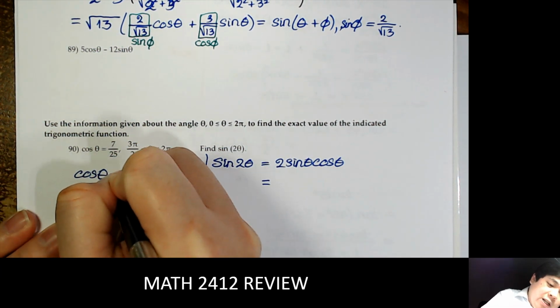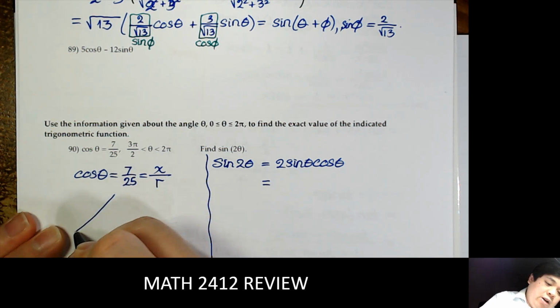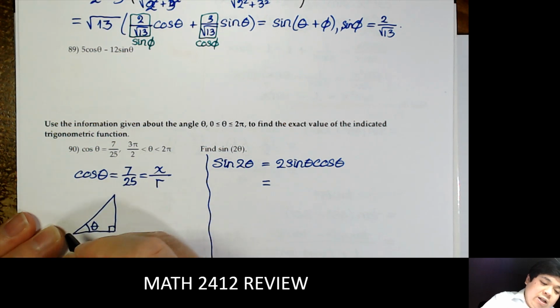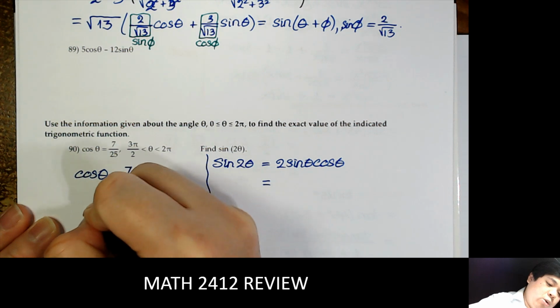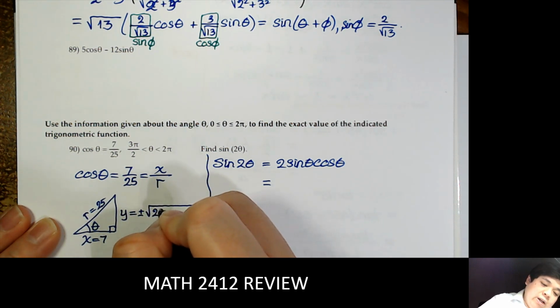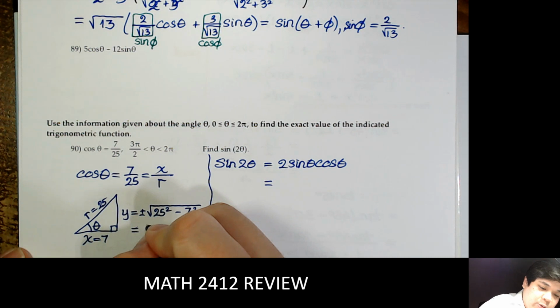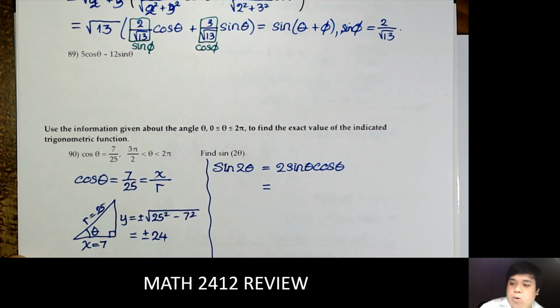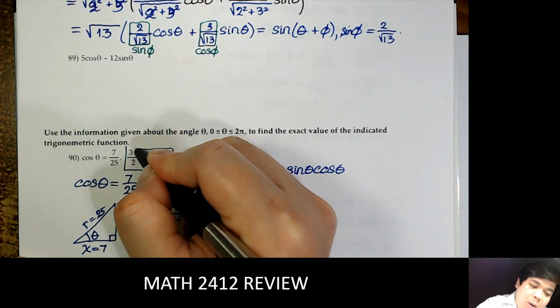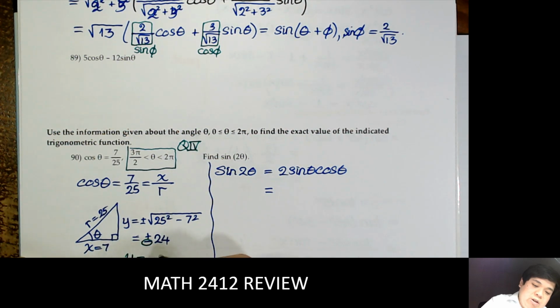Alright, so cosine theta is 7 over 25. Cosine is x over r. So we have a triangle. Angle is theta, x is the adjacent, 7, and r, the hypotenuse, is 25. So y is equal to plus or minus the square root of 25 squared minus 7 squared. That's 576, and the square root of that is 24. So that's plus or minus 24. Now, theta from 1.5 pi to 2 pi, meaning this is in quadrant 4. In quadrant 4, y is negative. So we're going to choose y equal to negative 24.